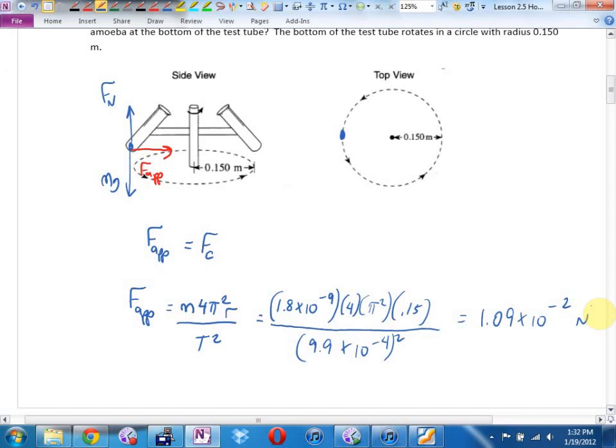Just because the test tube itself is at an angle, who cares? The amoeba's going in a horizontal circle. I know my overall combined net force is my FC, and I can figure it out.